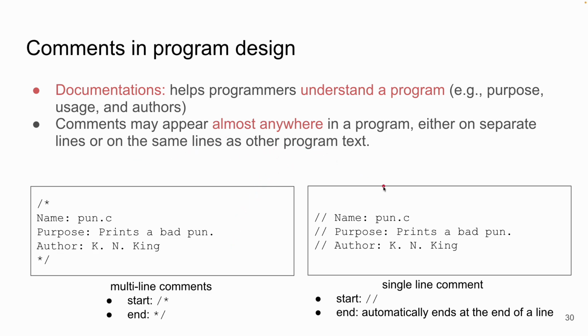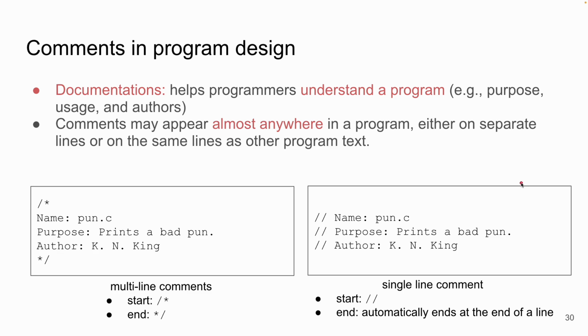So there are two types of comments in C. The first is a multi-line comment. You need to use slash-star and star-slash to indicate the start and the end of the multi-line comment. All the information within these two symbols will be considered a comment.